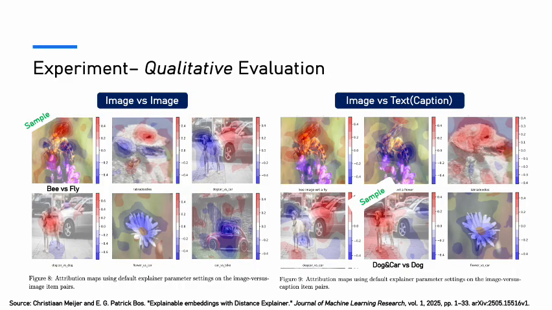This is a result of the qualitative evaluation. On the left, for image versus image comparisons, like bee versus fly, the explainer highlights wings as similarity and stripes on body as dissimilarity. On the right, for image versus text, captions play a role as references. For example, the caption "a dog" highlights the dog's body in a dog and car paired image. The key point is that this model works consistently across both image versus image and image versus text tasks.